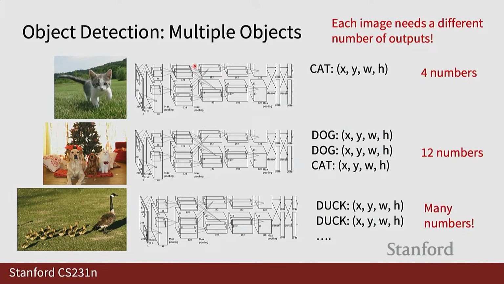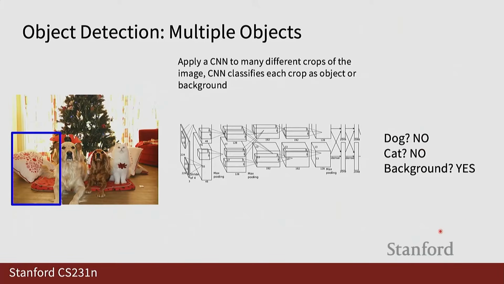But this is not that easy if we have multiple objects in the scene. For 3 objects, we have to generate 12 output numbers. And if there are more, then it's going to be too many numbers to generate. So this algorithm is not really scalable. It's just extending the classification into some sort of object detection, which is fine, but it's not really scalable.